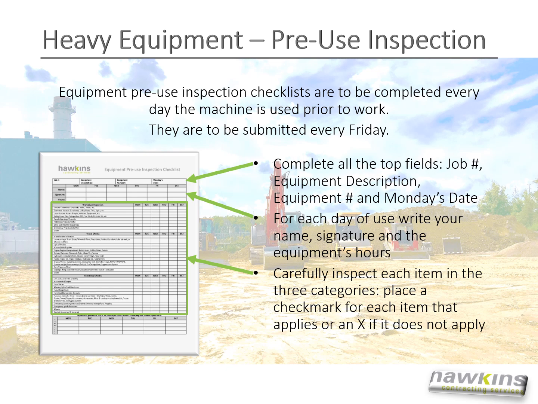Equipment pre-use inspection checklists are to be completed every day the machine is used prior to work. They are to be submitted every Friday. Complete all the top fields: job number, equipment description, equipment number, and Monday's date. For each day of use, write your name, signature, and equipment hours. Carefully inspect each item in the 3 categories. Place a check mark for each item that applies or an X if it does not apply.